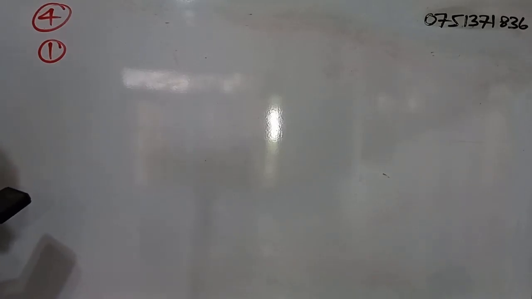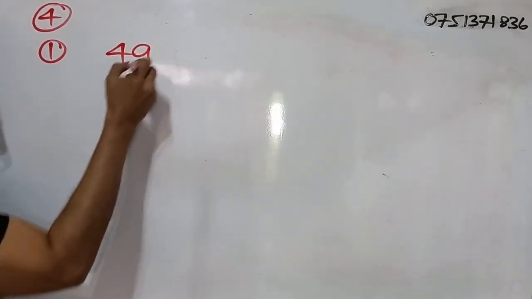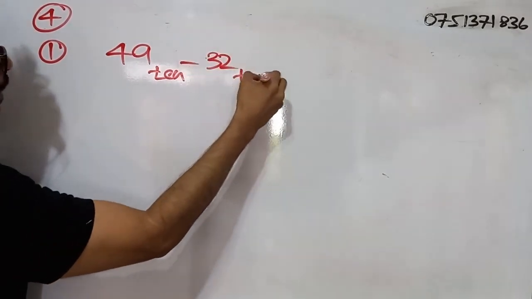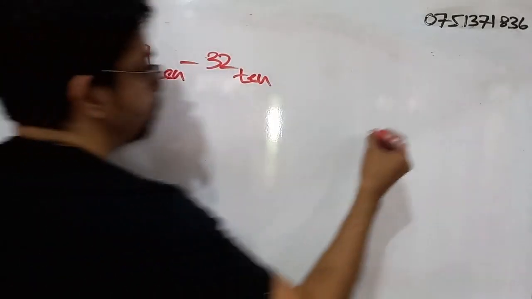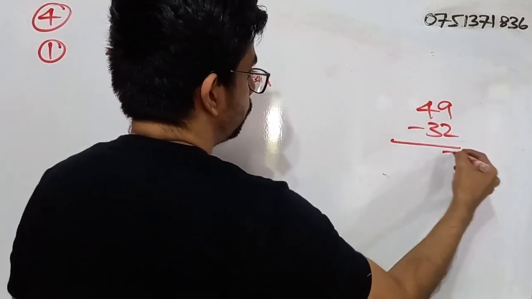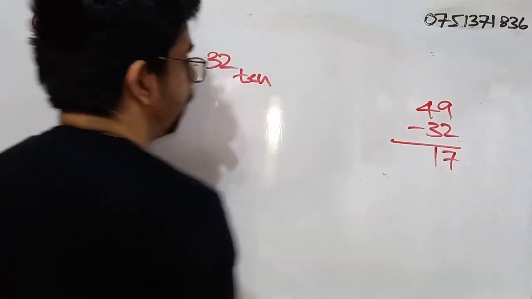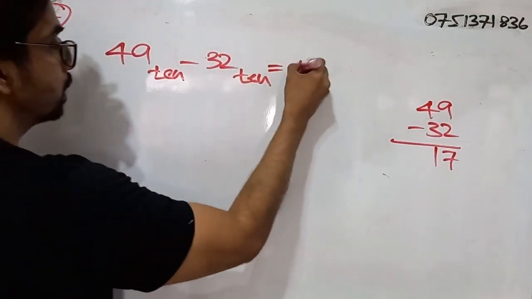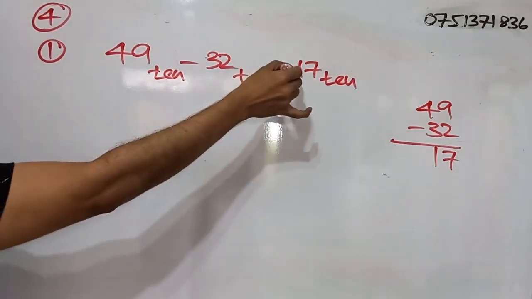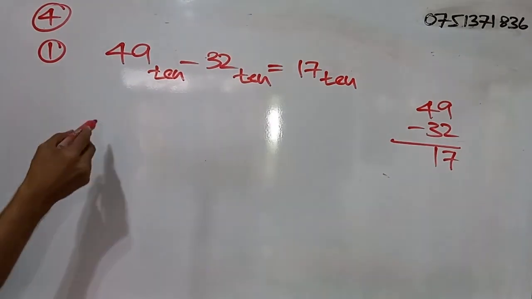Question number 4 under part 1. Simplify 49 base 10 minus 32 base 10 and convert the answer into a binary number. So 49 in base 10 minus 32 in base 10. Basically this means 49 minus 32, so 9 minus 2 is 7, 4 minus 3 is 1. So the answer is 17 base 10. Now we have to convert 17 into base 2.